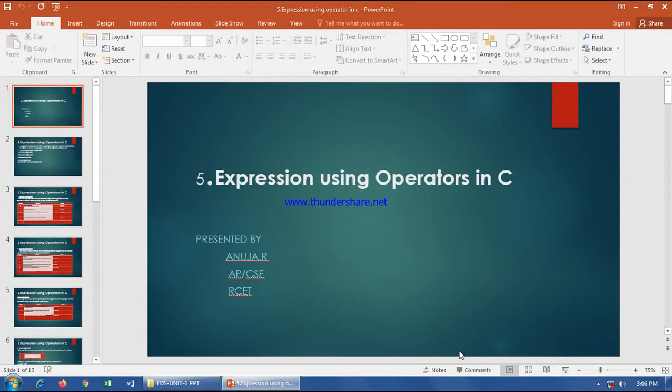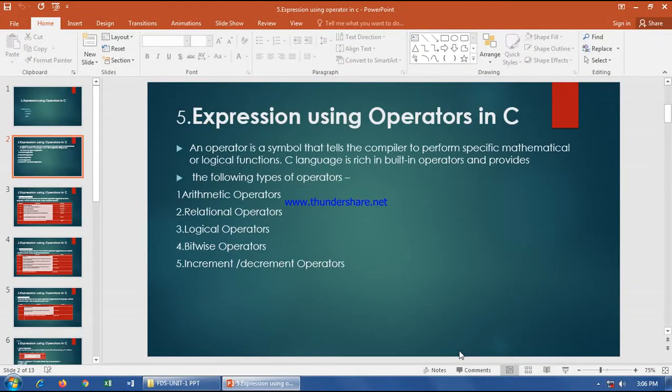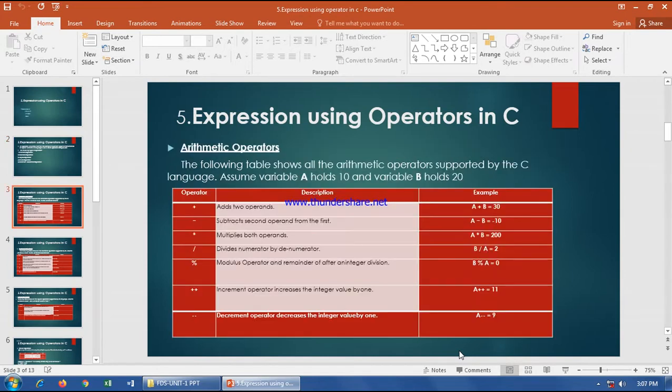Expression using operators in C. An operator is a symbol that tells the compiler to perform a specific mathematical or logical function. There are different types of operators provided in C programming. The first one is arithmetic operator, then relational operators, logical operators, bitwise operators, and increment or decrement operators.